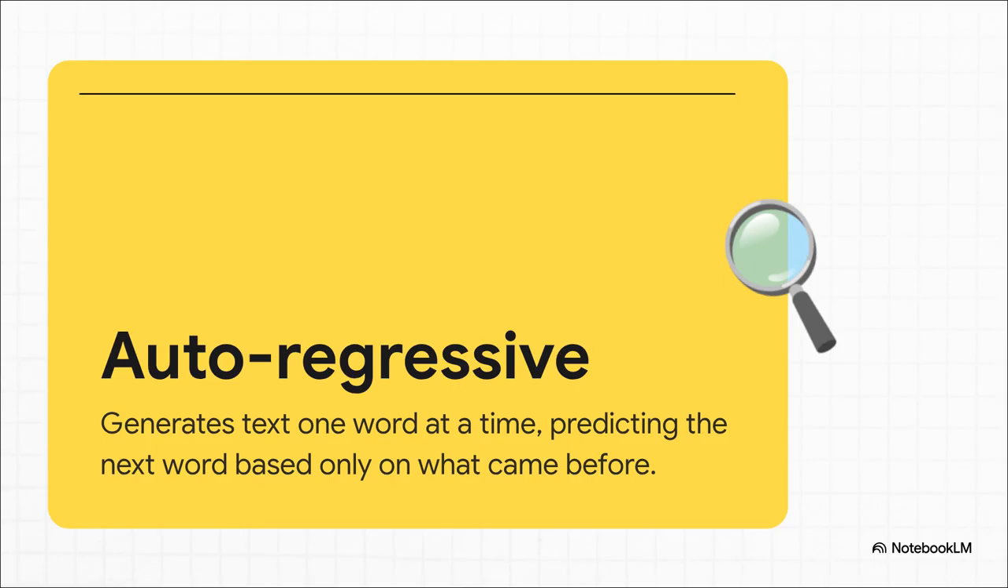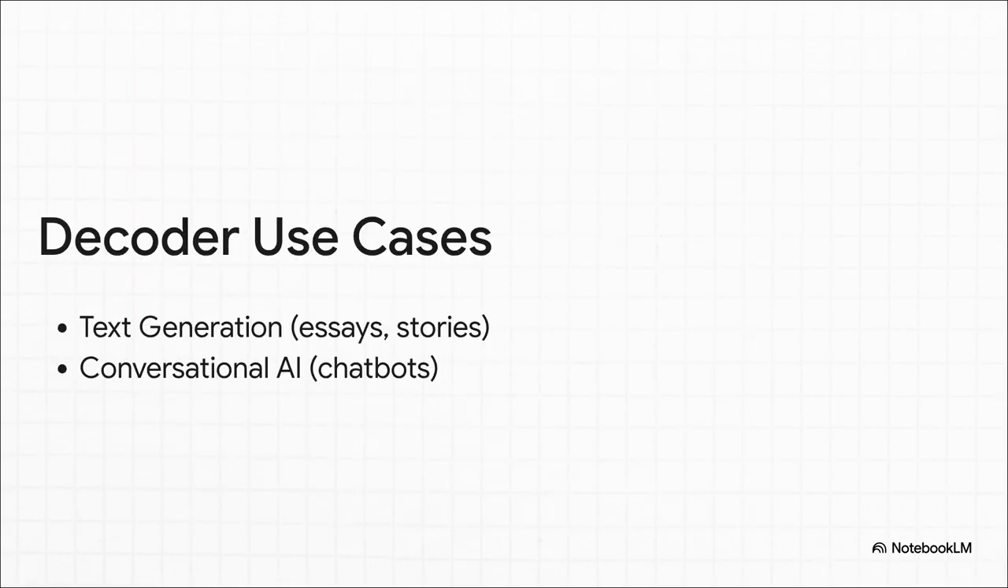The model just writes one word at a time. It predicts the most likely next word based only on the words it's already written. It's constantly looking back at what it just said to figure out what to say next. It's this one word at a time process that lets it generate really fluid and creative language. And that, of course, makes it the perfect tool for any job that involves generation. We're talking about writing an email for you, drafting a story, or being the brains behind the chatbot you're talking to. If new words are being created out of thin air, there's a very good chance a decoder is the one doing the work.